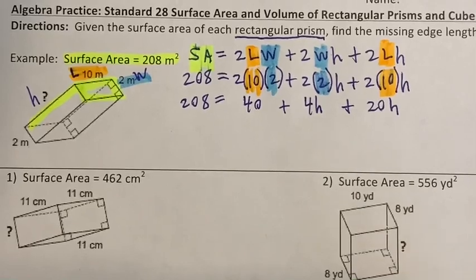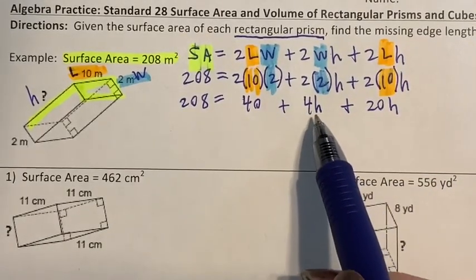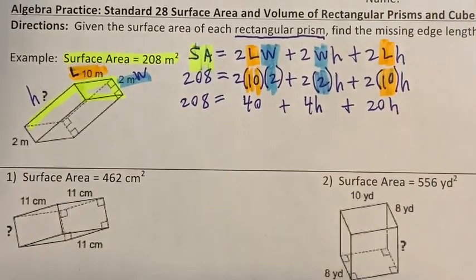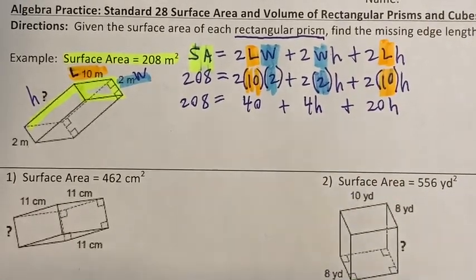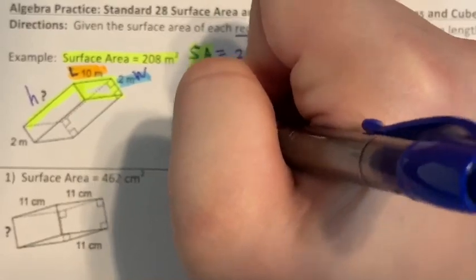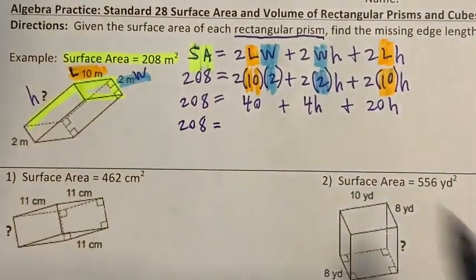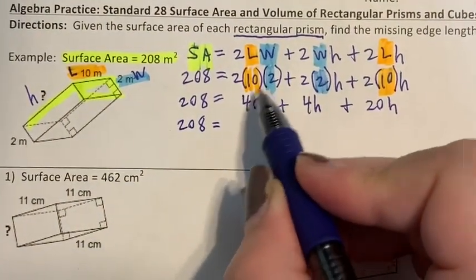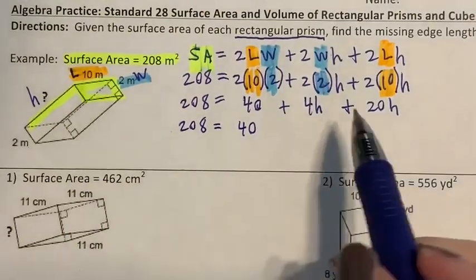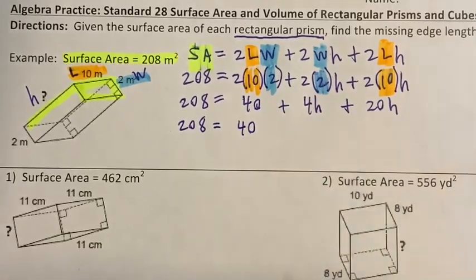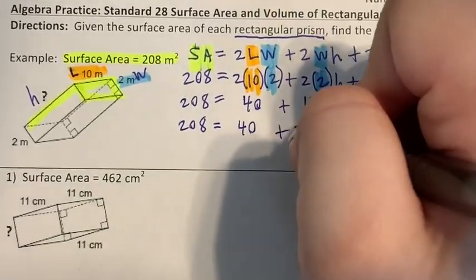Now we have to combine like terms. Combine like terms meaning I have a 4h and a 20h. These would both be called variable terms. You can combine your like terms. So now I have 208 equals, I can't combine the 40 with it. The 40 is a constant term, so the 40 has to stay by itself, but I can combine 4h plus 20h to get 24h.